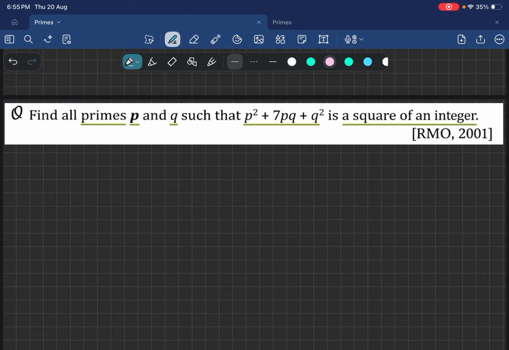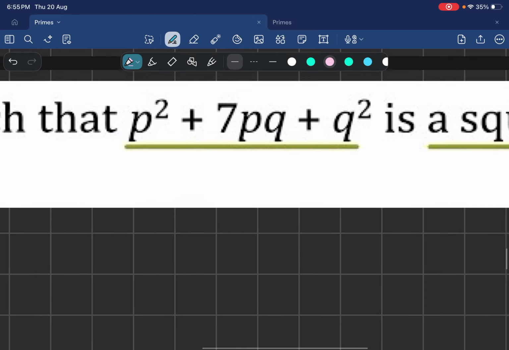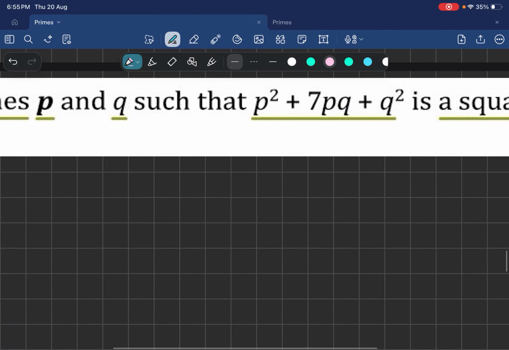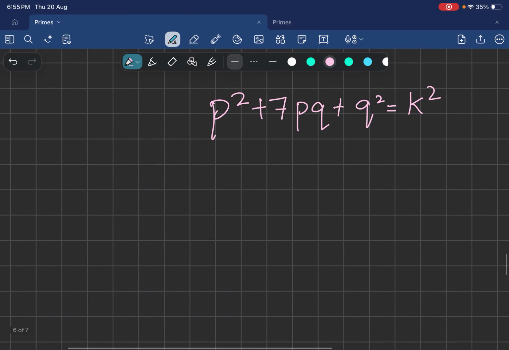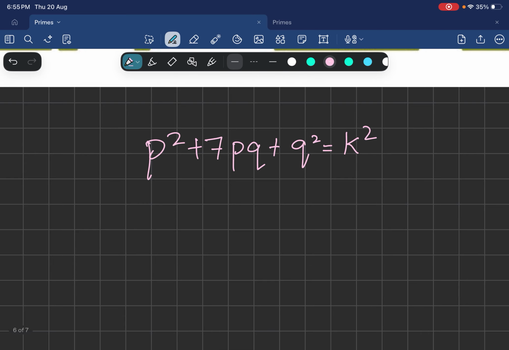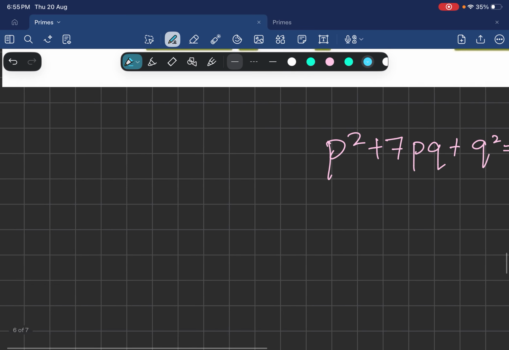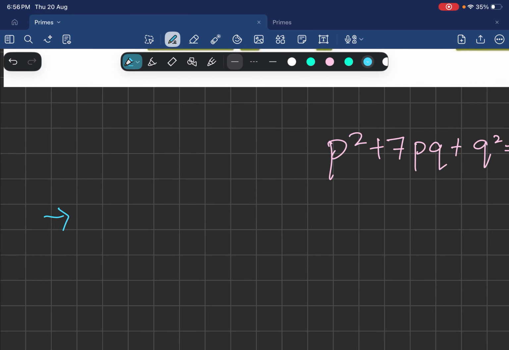Welcome back, guys. So I have got this nice question from RMO 2001, which is asking us to find all the primes p and q for which this expression will be a square. When you look at this expression, what's the very first thing that comes to your mind? The very first thing that comes to my mind, and should probably yours, is that this equation is symmetric. And I want you to remember this.